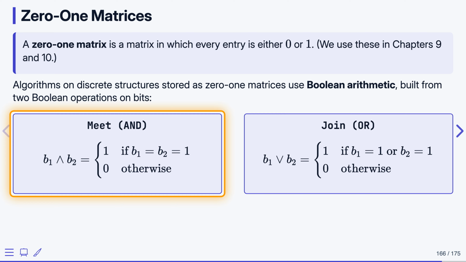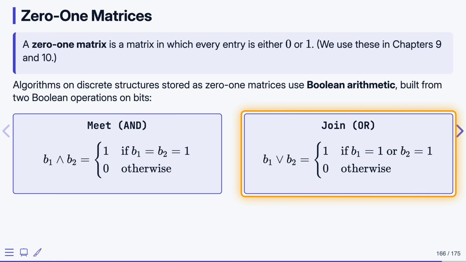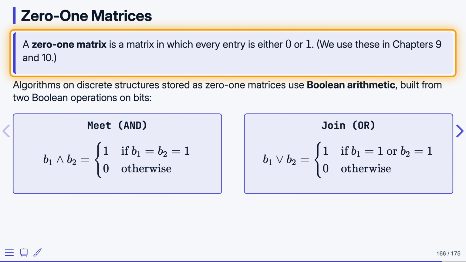The first is the meet, written with a wedge that points up and read as "and." b1 and b2 is 1 only when both b1 and b2 are 1, otherwise it is 0. The second is the join, written with a wedge that points down and read as "or." b1 or b2 is 1 when at least one of them is 1. It is 0 only when both are 0. Remember these two little rules, because every operation on 0-1 matrices is built from them.